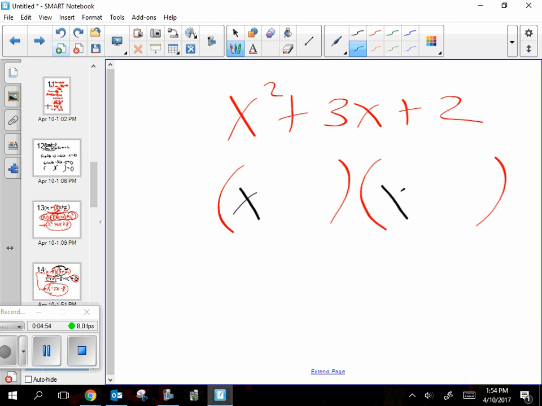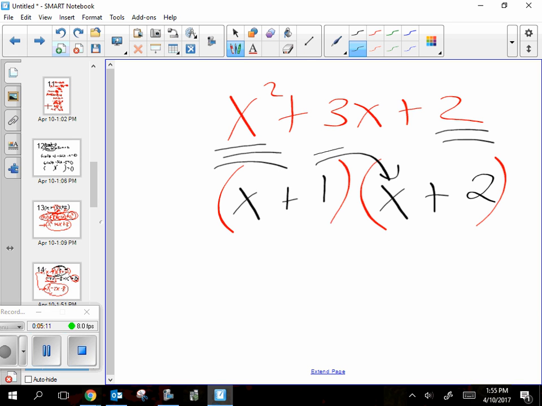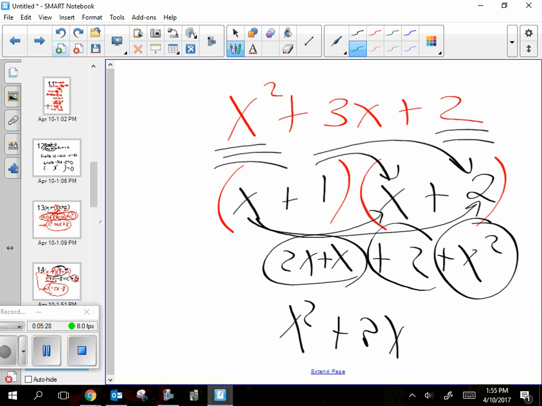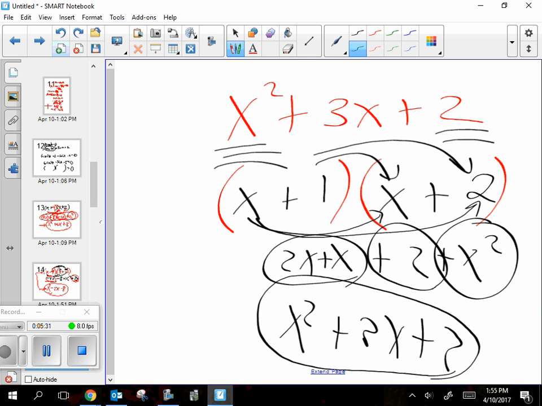I would go x and x, because that makes x squared, right? I would go 1 and 2, because 1 times 2 is 2. And then I would check and see if this actually worked. How would I have to check it? I would do the thing I just did with you. I go this times this and this times that, which would be x plus 2. And I do this times this, that's the x squared. And I do this times this, and that's the 2x. And then I'd put it all together, and I'd have x squared plus 3x plus 2. That is the hard kind of factoring that we're going to get to.